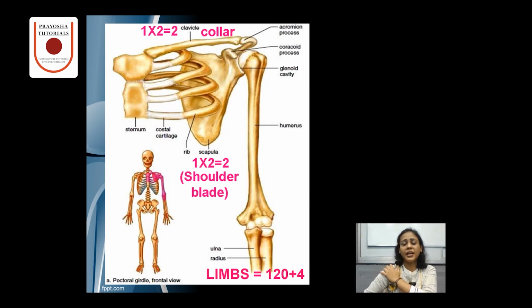So, in the shoulder area, we are having the pectoral girdle, which is having a collarbone, as you can feel the collarbone here. And you are having the shoulder blade. Total, we have 2 shoulder blades, one on either side. So you can see the triangular shoulder blade, which is called the scapula. So we have 2 clavicles and 2 scapulae, total making 4 bones in the pectoral girdle.